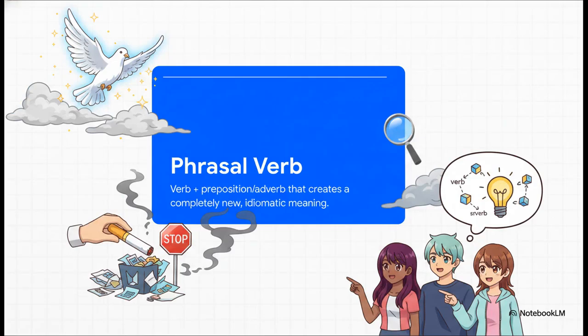But a phrasal verb, that is a completely different beast. It's a combination of a verb and a preposition. Actually, scratch that. It can be a preposition or an adverb. That creates a completely new idiomatic meaning. Let's take the dramatic example of passing away. This has absolutely nothing to do with physically passing a ball or passing a test. It means to die. If someone wants to give up smoking, they aren't physically handing a cigarette upward to the sky. They're quitting. The original verb loses its literal meaning entirely.